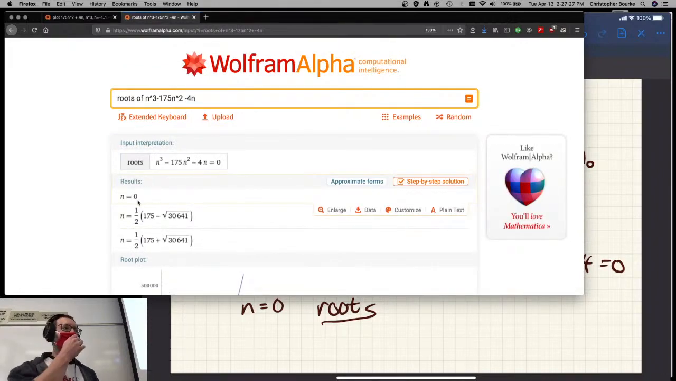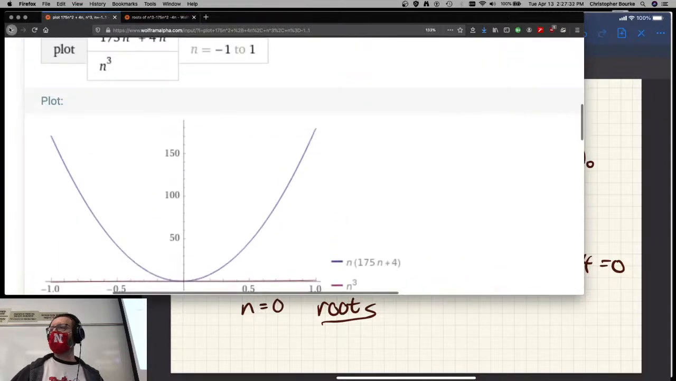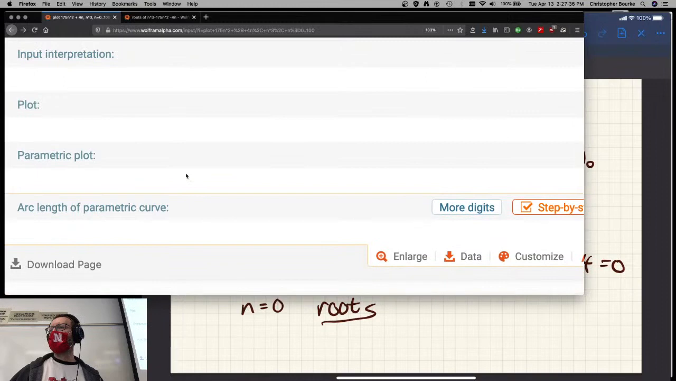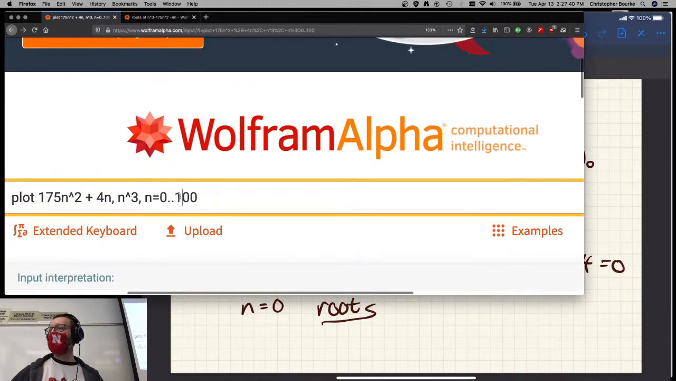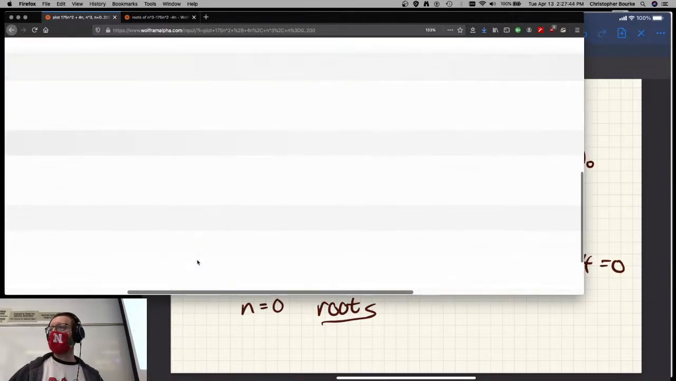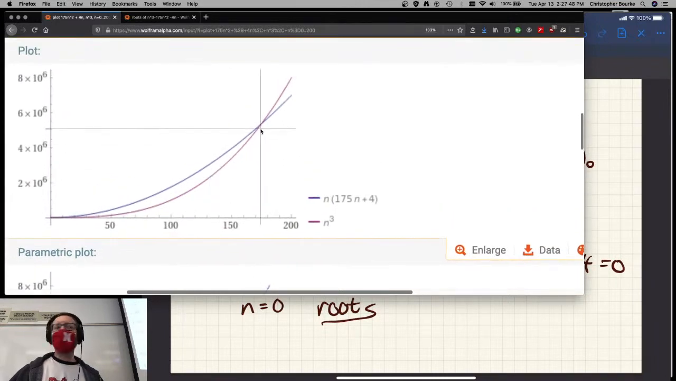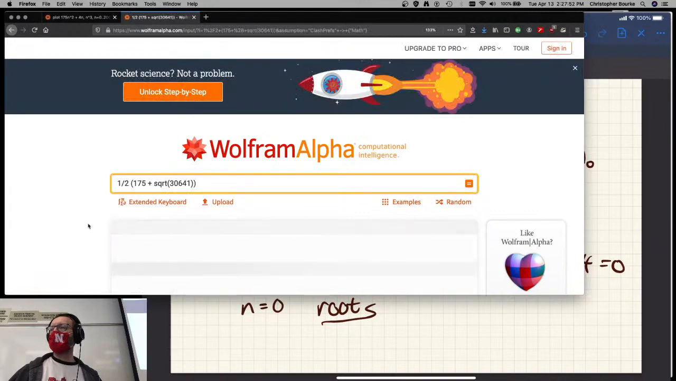We can throw out 0 too because we were looking at this and whatever the crossover point is, it's much larger than 0, right? There we go. Go up to 200 here. Right? There is a crossover point at 0, but this is the one that we're interested in. So this is the actual root.